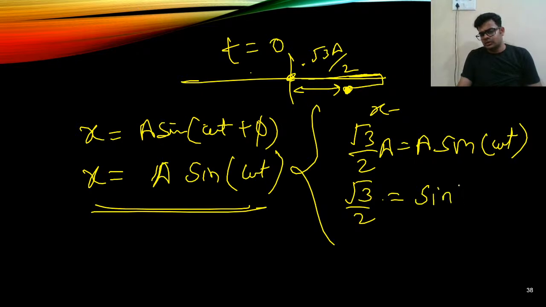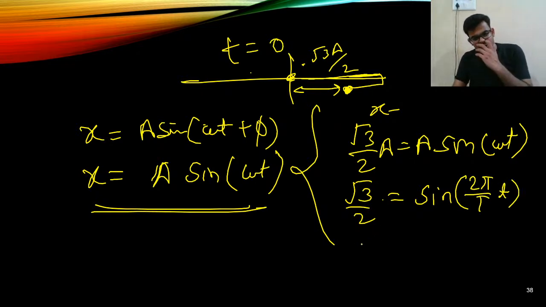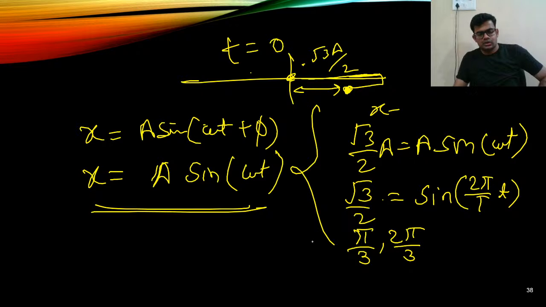Sine, and here I will write omega, that is 2 pi upon capital T into t. So what is root 3 by 2? What is the value of sine for this? One is pi by 3 and another is 2 pi by 3. These two values: when the particle is going from the mean position and at x equals root 3a by 2, this time will be pi by 3.